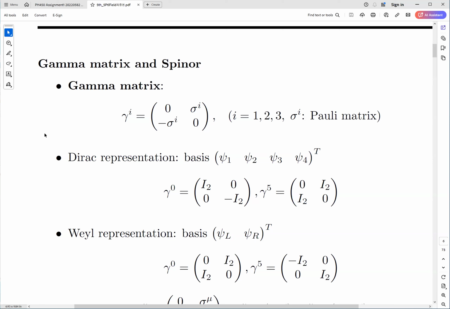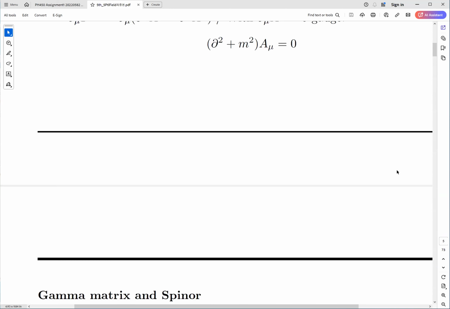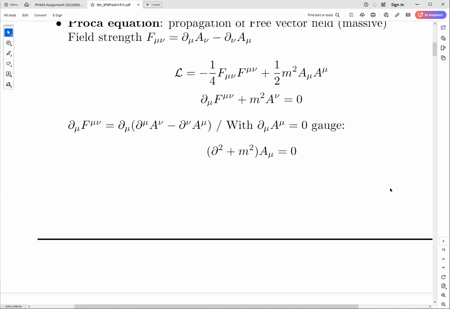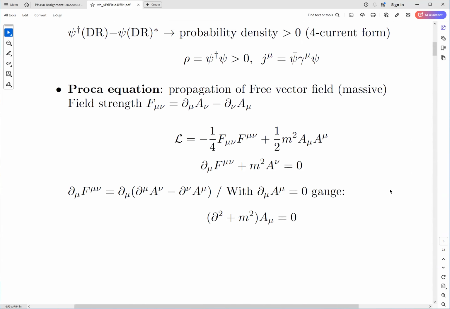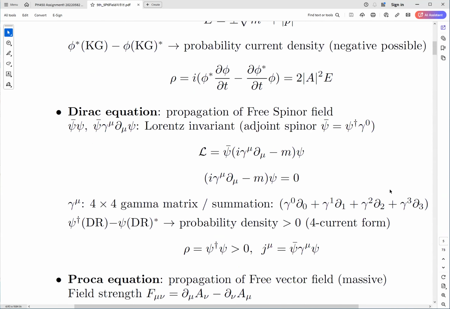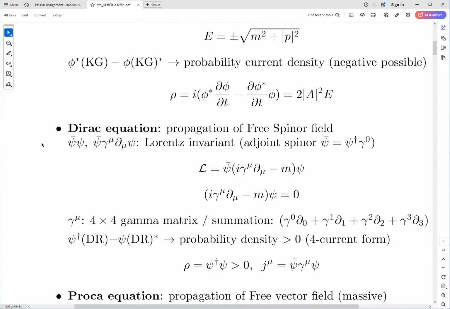Continuing from the previous videos, we'll talk about the spinor field in more detail. In the previous videos, we discussed three different fields, the scalar, spinor, and vector fields, for spin zero, spin 1/2, and spin one respectively. And today we'll focus on the spinor field, which is described by the Dirac equation.